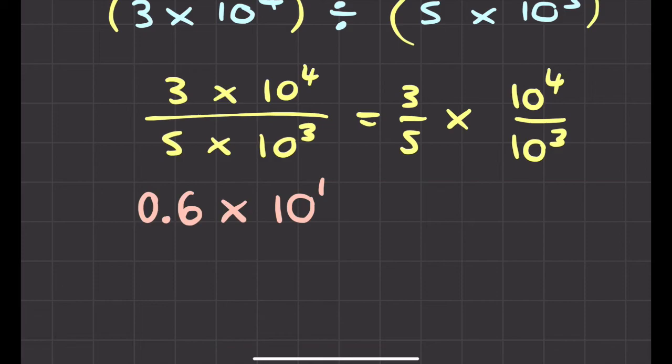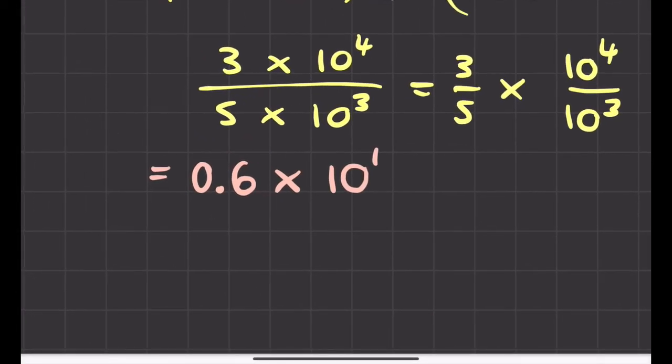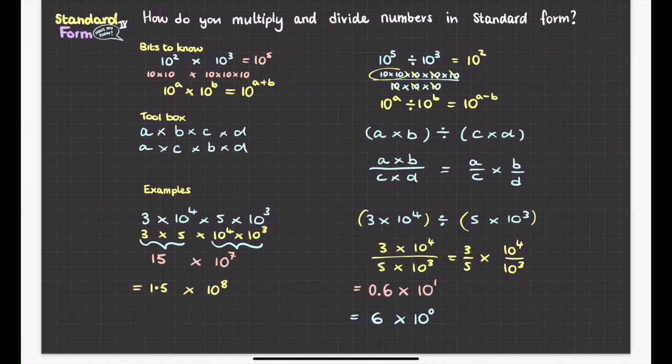Okay, is this answer in standard form? It's not, is it? Because this number needs to be between 1 and 10. So what I could do is I could make it 10 times bigger. But if I make that number 10 times bigger, I need to make this one 10 times smaller. So this will now become 10 to the power of 0. Okay, and you'll know that 10 to the power of 0, hopefully, is 1. So the answer is just 6, but if I wanted my answer in standard form, this is what it needs to look like. Okay, so that's a quick look at multiplying and dividing numbers in standard form.